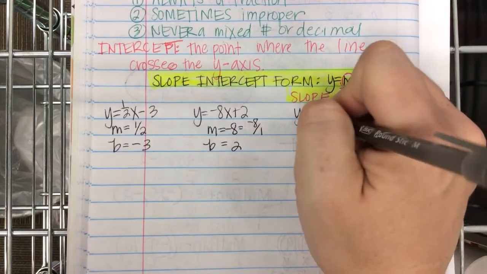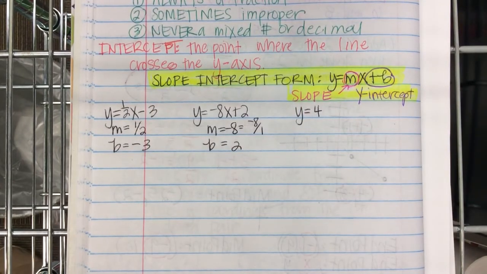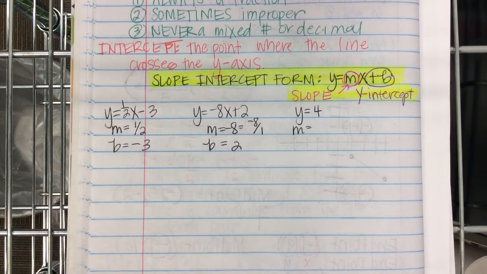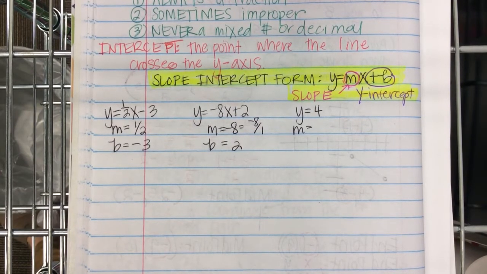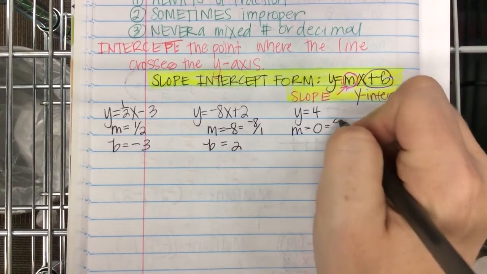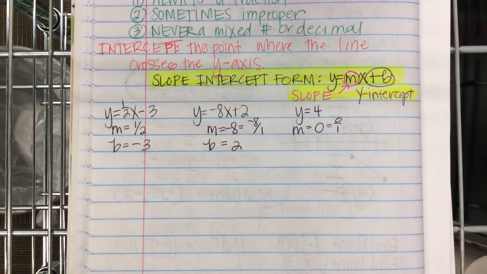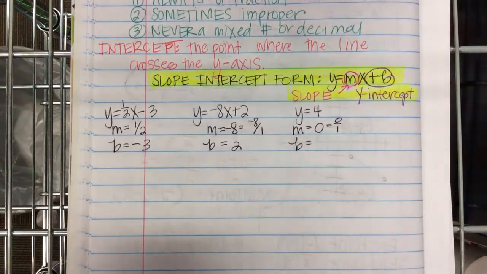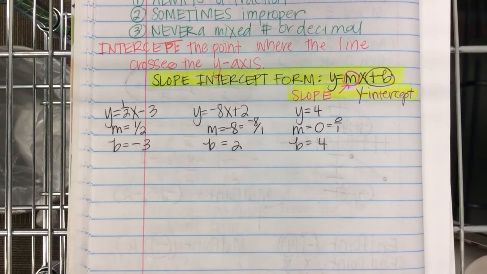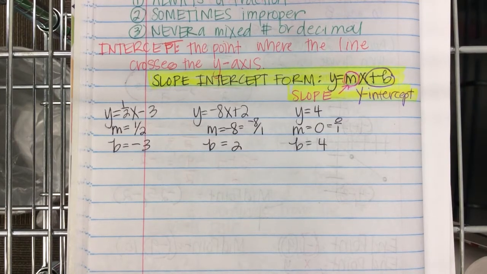All right, let's try this one. Y equals 4. What number touches the x variable? If you needed to make it a fraction, it'd be 0 over 1. And what's the plus or minus number? 4.